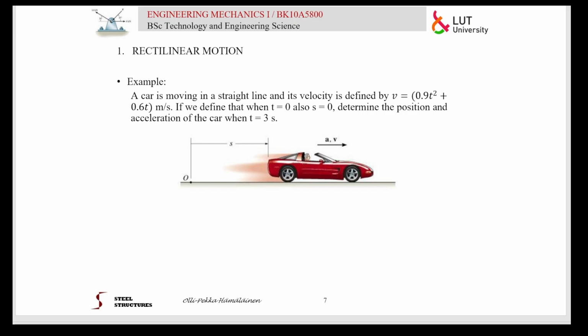All right, so let's see this example. It says, a car is moving in a straight line and its velocity is defined by an equation, v equals 0.9 t squared plus 0.6 t meters per second. If we define that when t is 0, also s equals 0, determine the position and acceleration of the car when t equals 3 seconds.